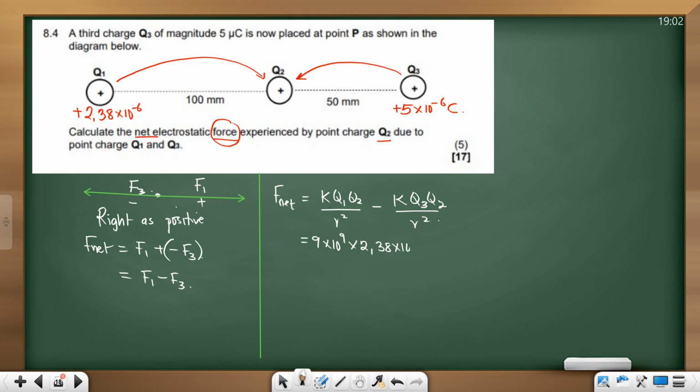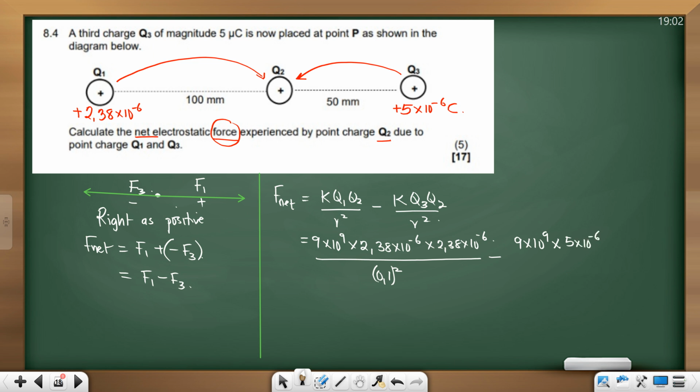2,38 times 10 to the power. What is our Q2? Oh, our Q2 is the same. 10 to the power negative 6 over, what's our distance? 0,1 all squared minus, now what do we have here? 9 times, it's just a matter of now substituting.